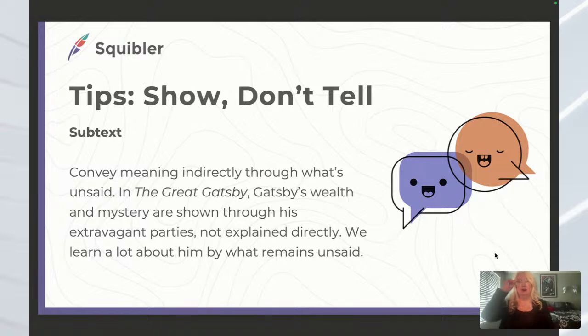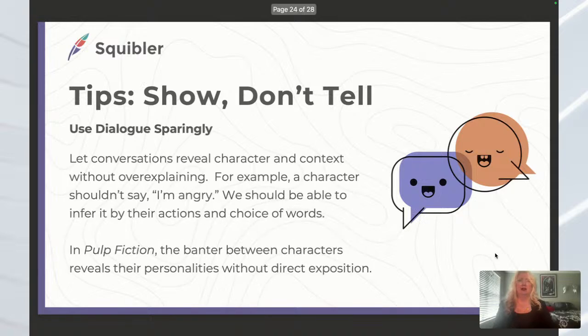Another tip is to work with subtext. You want to convey meaning indirectly through what's unsaid. In The Great Gatsby, for example, by F. Scott Fitzgerald, Gatsby's wealth and mystery are shown through his extravagant parties and not explained directly. There's a lot of talking about Gatsby, but again, we don't know how much of it is valuable, how much of it is reliable. So we learn a lot about him as well by what remains unsaid.